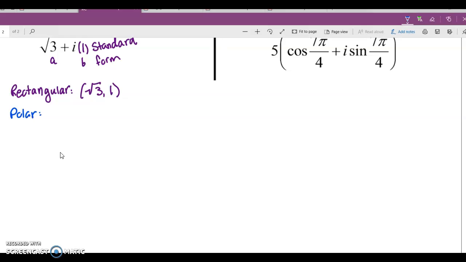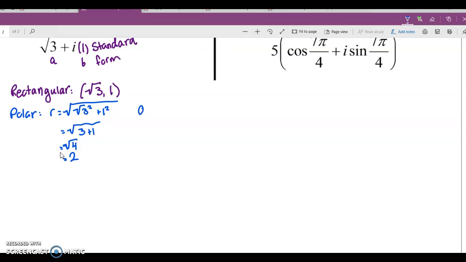So going from rectangular to polar, first thing that you should do is find r. Take your square root of root 3 squared plus 1 squared. This is the same as the one that we did in the original notes. Also, that's a really ugly radical. We have 3 plus 1 underneath the radical, which gives us the square root of 4, which is equal to 2. So our polar radius is 2.